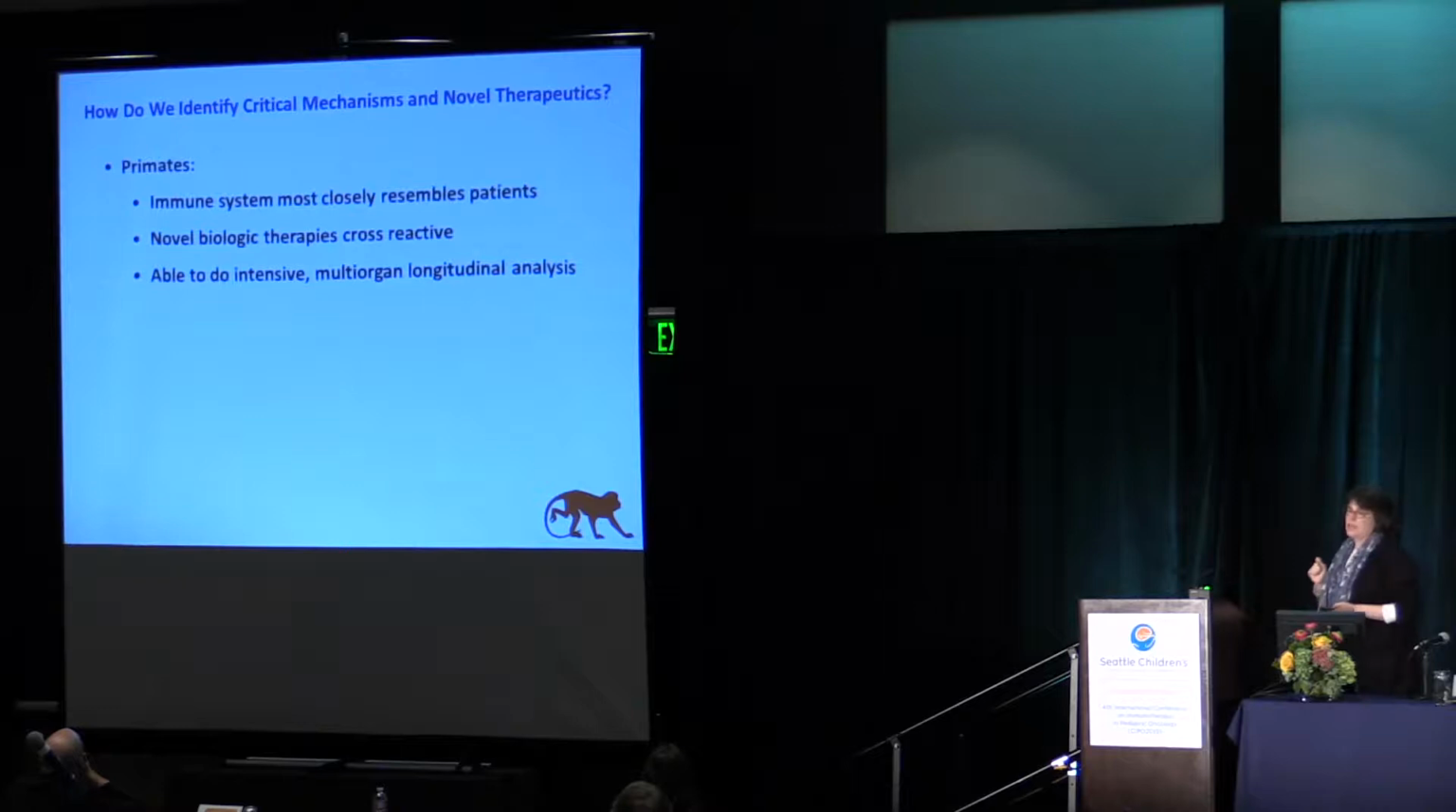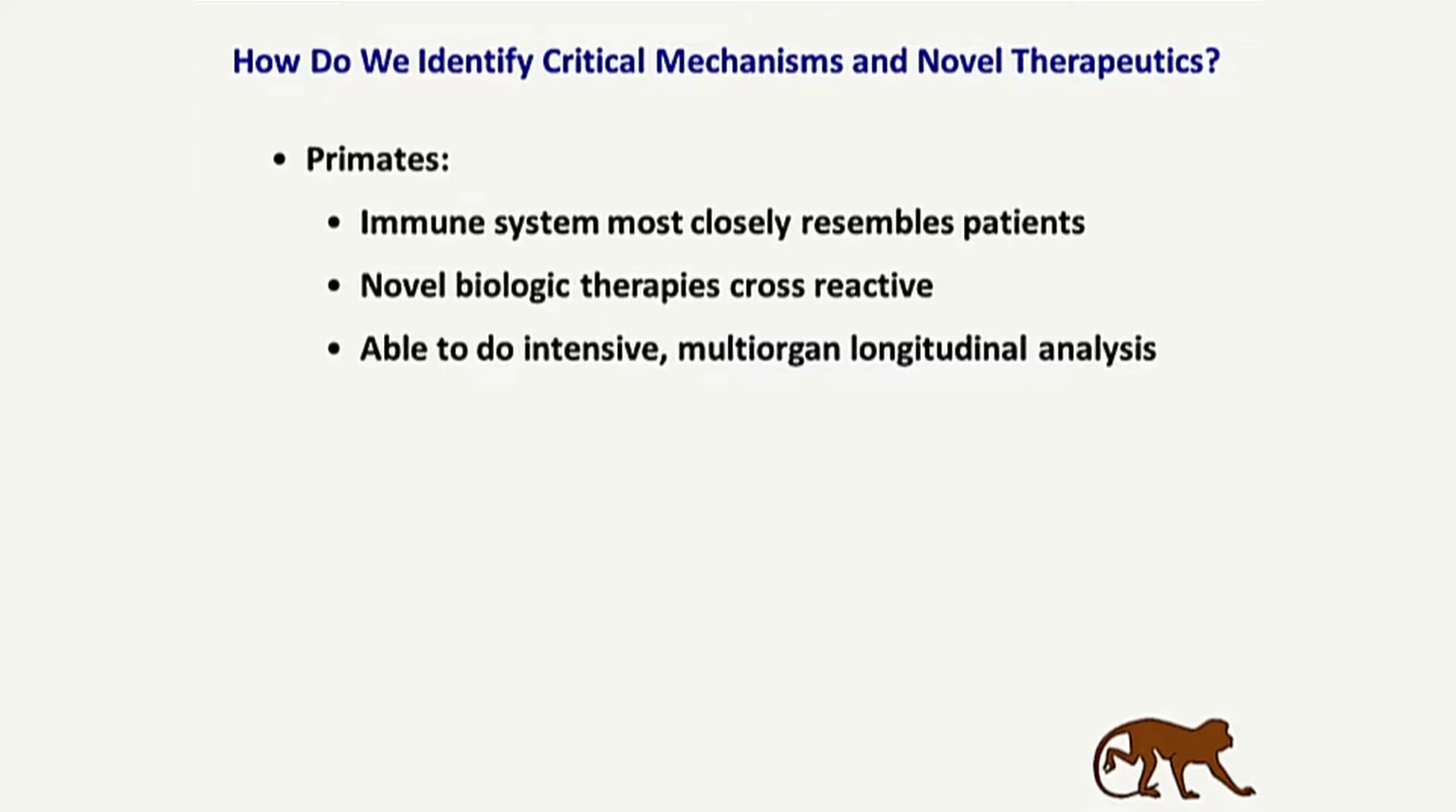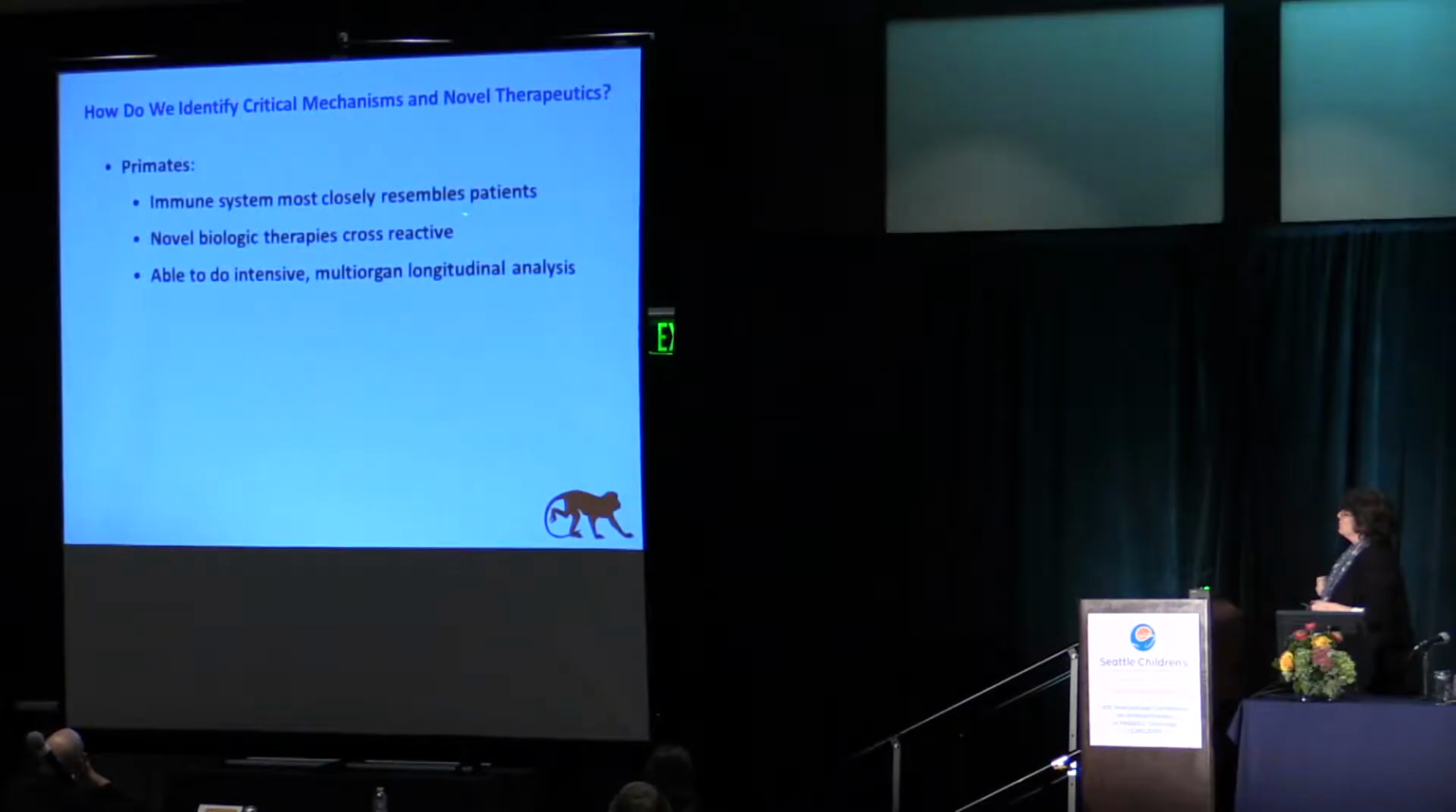So we use a non-human primate model as well as mouse models and patient samples to do this. I think right now we are the only lab in the country doing primate graft-versus-host disease, although there are a number of labs that we are working with now to grow this throughout the country. So why do we use primates for this work? The immune system of primates most closely resembles patients, and that's very important for a lot of mechanistic reasons, but really we're a very translational lab.